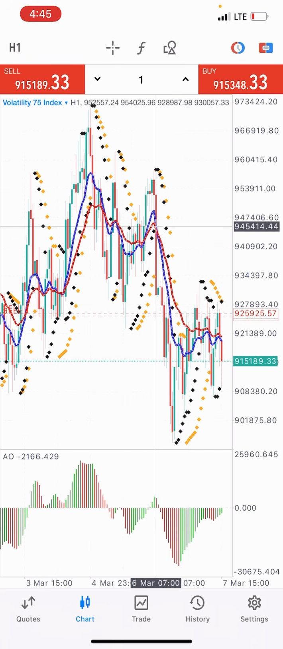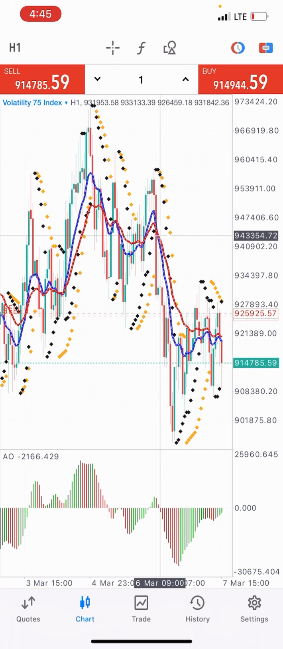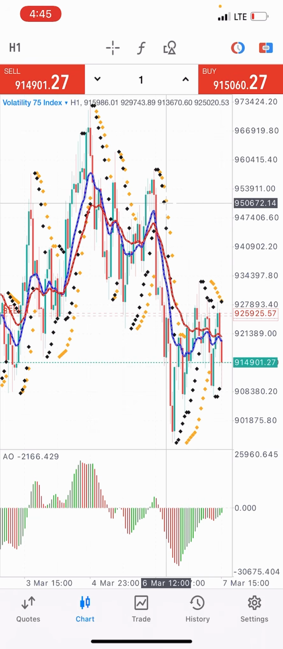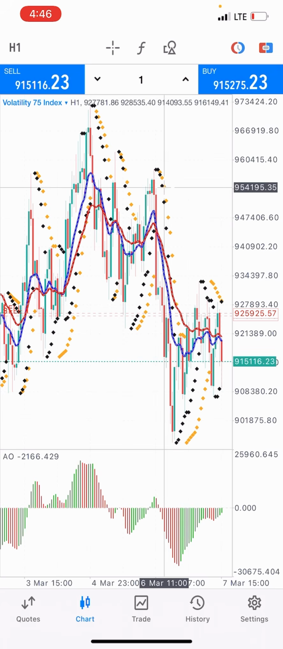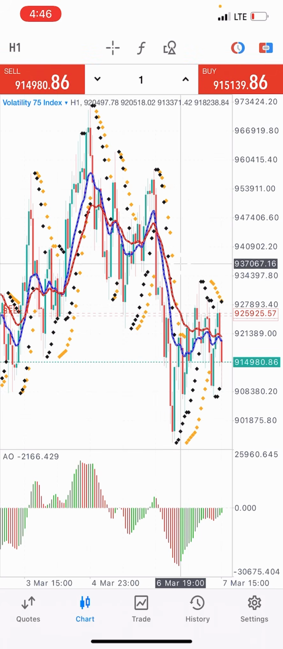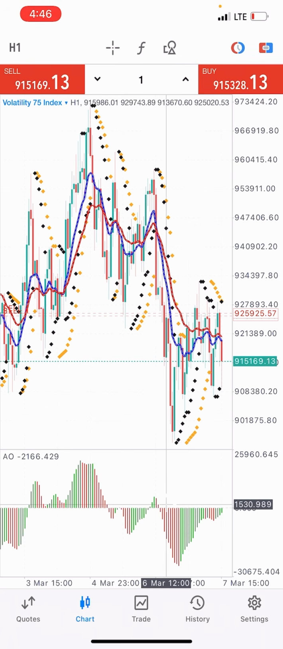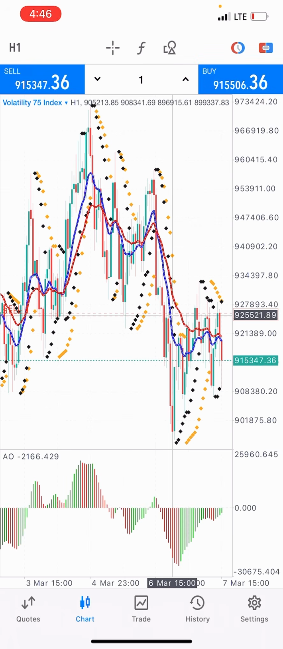Look at it at this point. The red moving average crossed above the blue moving average, and the yellow parabolic SAR above the black one, and the awesome oscillator below the red one was a perfect entry for me to place my sell.